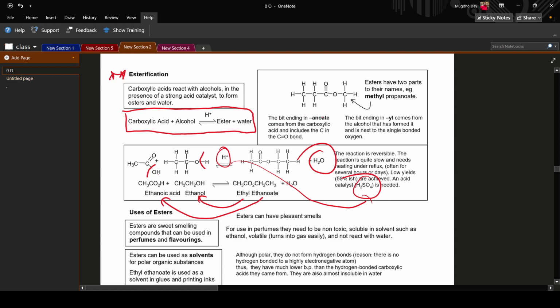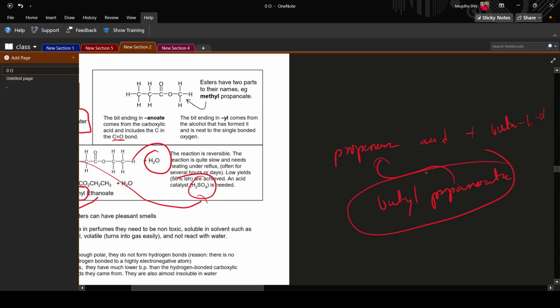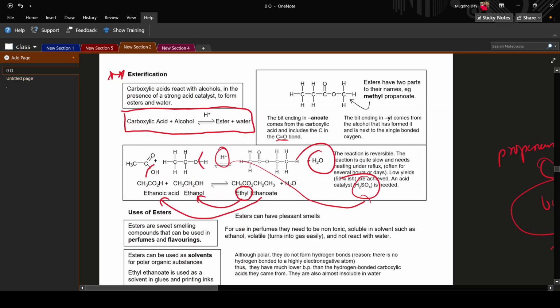It's written here. The bit ending in oate comes from the carboxylic acid and includes the C in the carbon to carbonyl bond. The bit ending in yl comes from the alcohol and is next to the single bonded oxygen. So if it's propanoic acid and butanol, you can understand it's butyl propanoate, the ester that will be produced. Propanoate comes from this and this one comes from that.